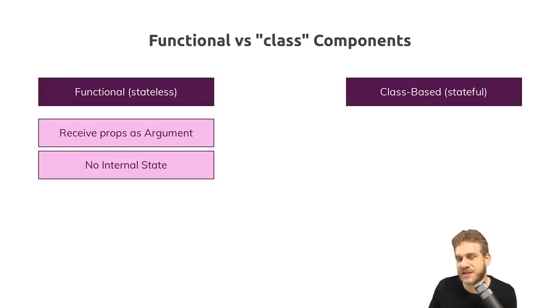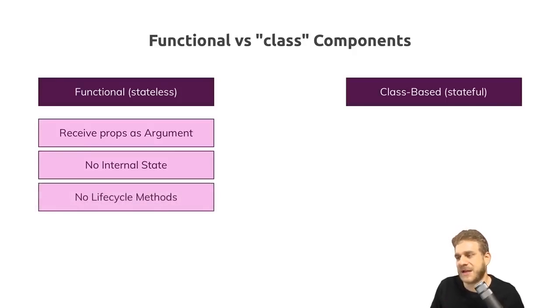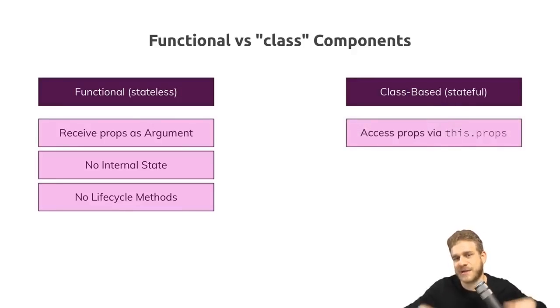They don't have internal state. All the data they use is received via props. And you don't have lifecycle methods in there. You can't run through the lifecycle of the component in a stateless component. A class-based or stateful component, on the other hand, has a render method to return JSX and accesses props via this.props.